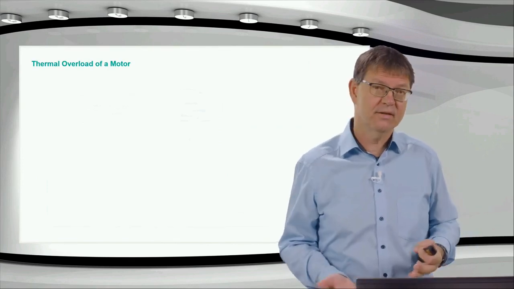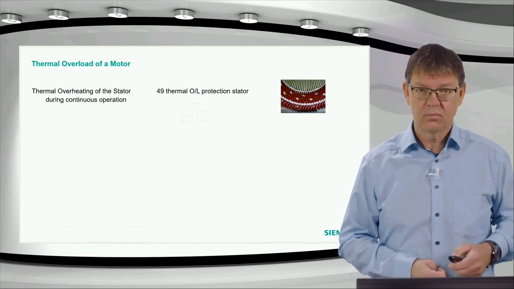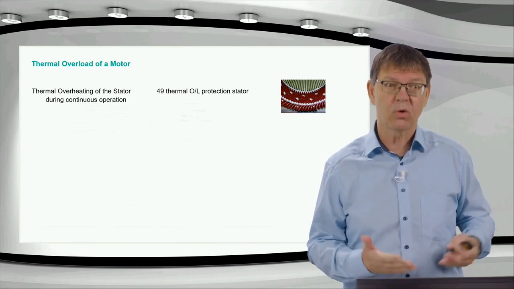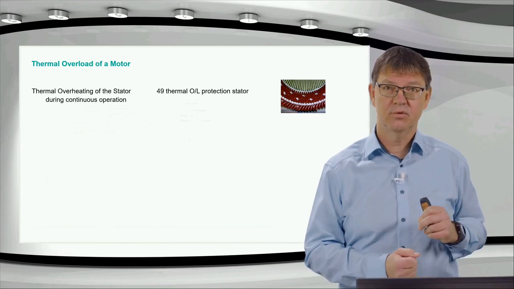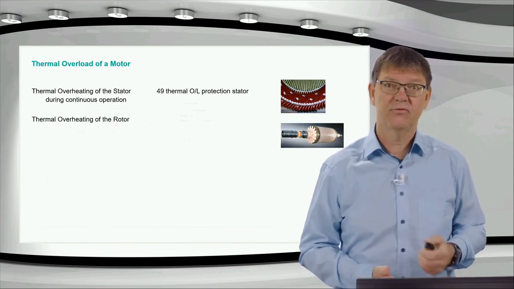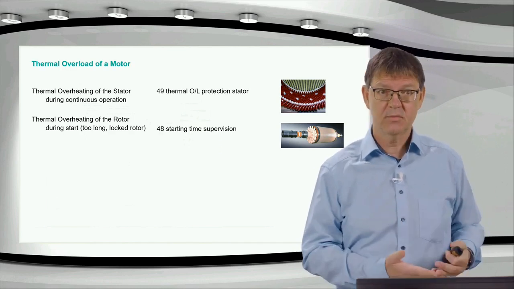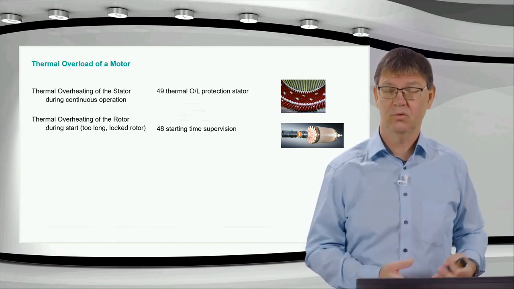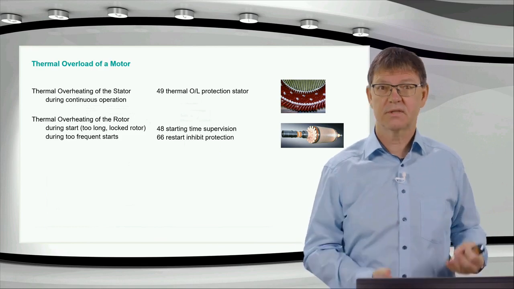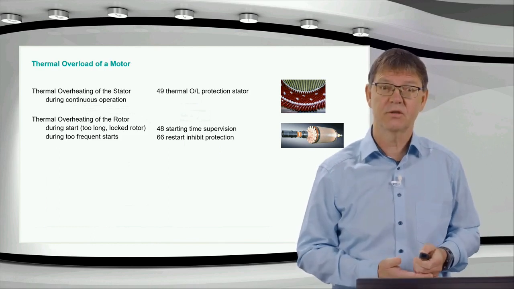Okay, let's go directly into the topics. A short refresher. We had this slide already in the first tutorial, just to make a short summary and to come all together to the same level. Thermal overload protection of a motor. On the one hand, we have an overheating of the stator during continuous operation. This is normally during continuous operation. Therefore, we have the thermal overload protection stator function. Then for the rotor, thermal overheating of the rotor, there we have on the one hand the starting time supervision. And this is if the start is too long or if we have a locked rotor situation. And we have a second function, which is against two frequent starts in a row. This is what we call restart inhibit protection. You see also the ANSI numbers here in front of these functions.